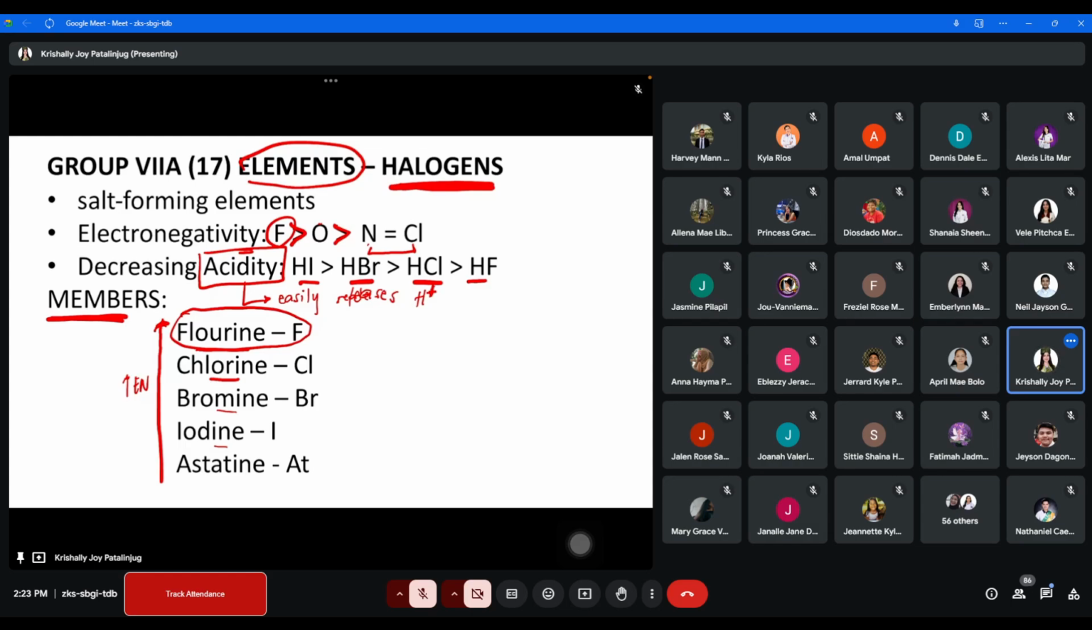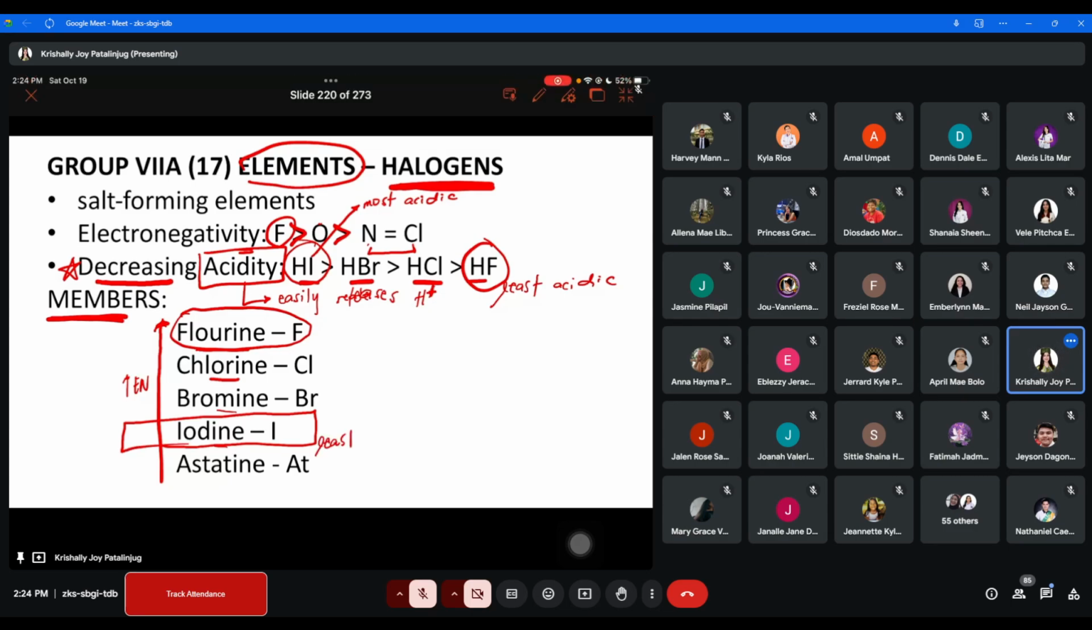So based sa ani nga order, ang pinaka-strong nga acid dito is si hydroiodic acid. Decreasing man nga order. So ang pinaka-least acidic, tama no? Least acidic, si hydrofluoric acid. Ito naman, most acidic. Kasi nga, sabi sa label, this is based on decreasing acidity. Okay, why is it si hydroiodic ang most acidic sa order? You go back sa list ng electronegativity. Si iodine is said to be least electronegative.